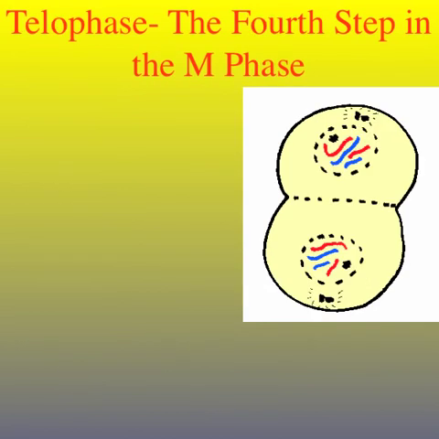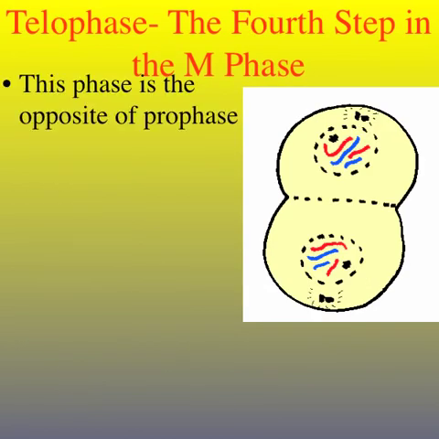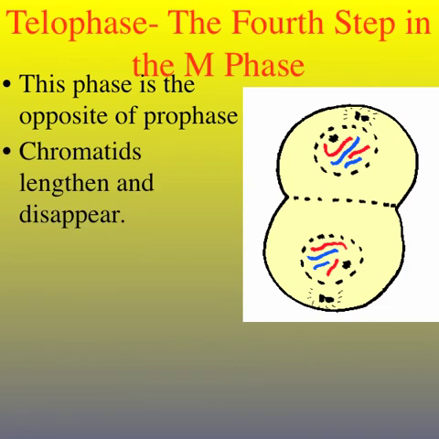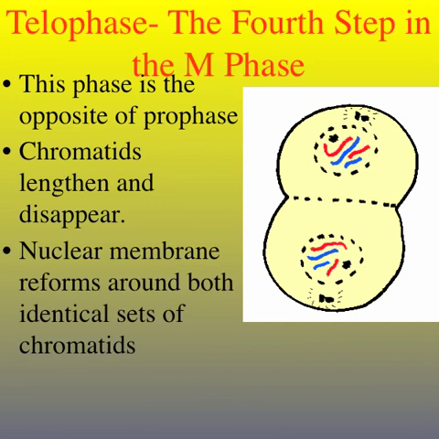Telophase is the fourth step in the M phase. It's basically the opposite of prophase. Chromatids lengthen and disappear. They shorten, fatten, thicken in prophase, but here they lengthen and get skinnier so we can't see them. The nuclear membrane reforms, so we're getting two new nuclei forming with identical sets of chromosomes in each, and the spindle fibers begin to disappear. So what we're basically doing in a single cell is forming two new identical nuclei.